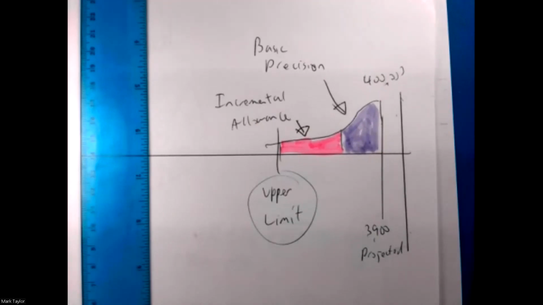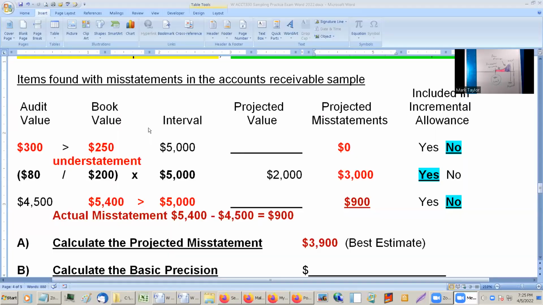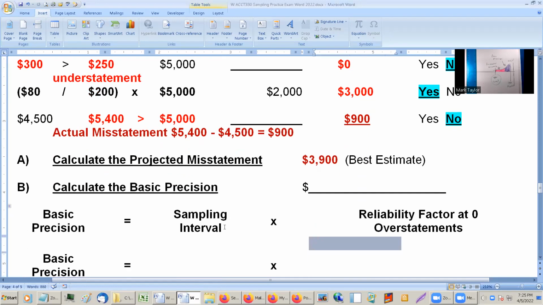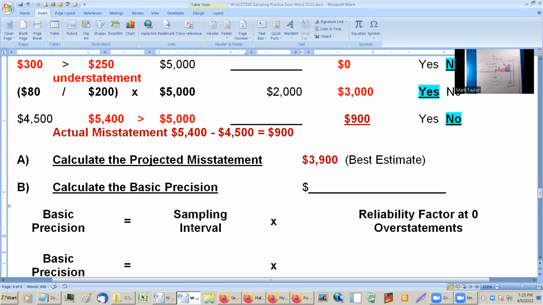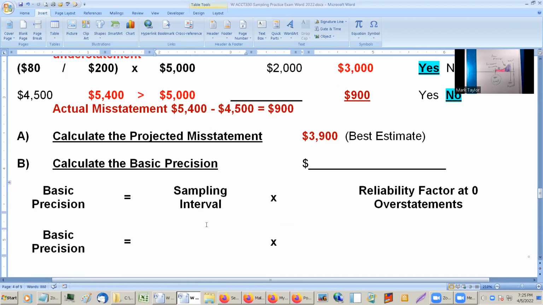Okay. Well, I almost ended the class. You guys are thinking, oh man. All right. So basic precision, we take the sampling interval, which is how much? Oh, come on. I'm gonna start crying. It'll be really awkward.